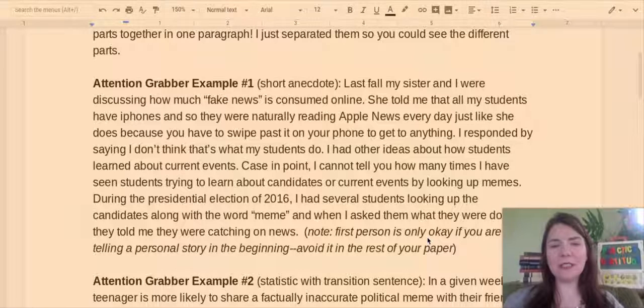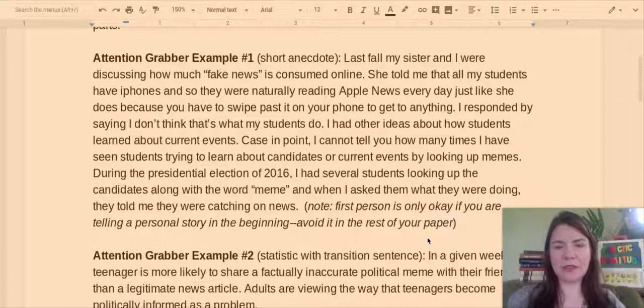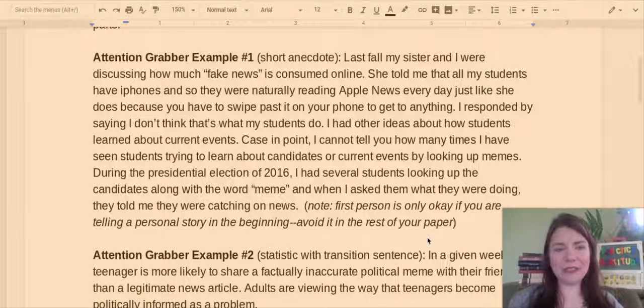So my first example is a short anecdote, so a short story, and my topic was about how teenagers use online media to become politically informed. Okay, so here's my story. Last fall, my sister and I were discussing how much fake news is consumed online. She told me that all my students have iPhones, and so they were naturally reading Apple News every day, just like she does, because you have to swipe past it on your phone to get to anything.